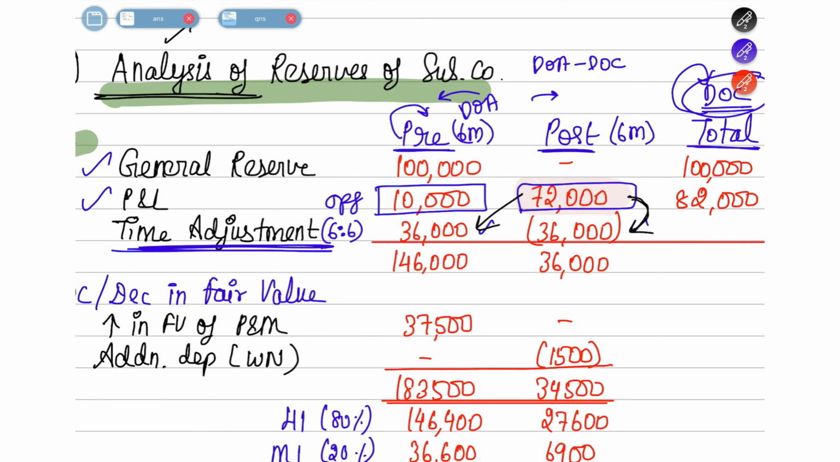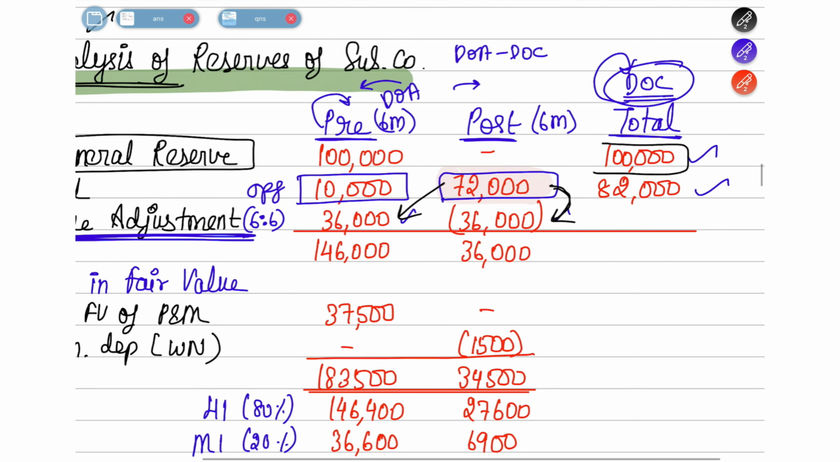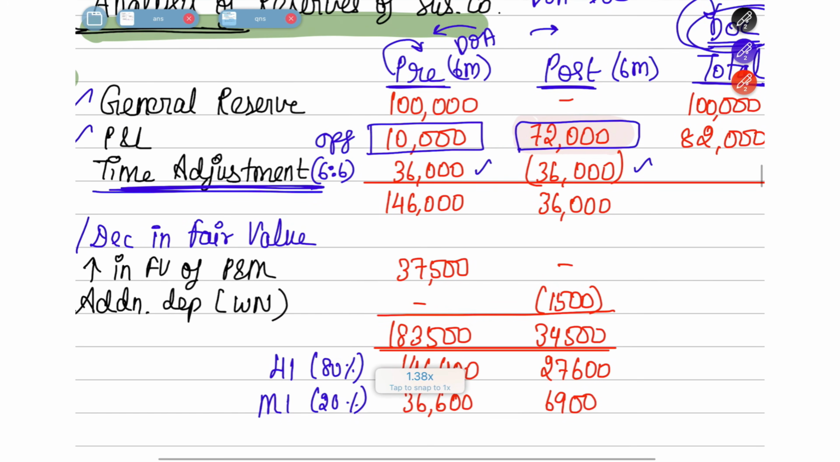And after that, you have to see general reserve. So general reserve, we had a total balance of 1 lakh rupees. No point related to that is given in the question. So you assume that the entire balance is related to the pre-period itself, and you write the 1 lakh in the pre-period. So what is the pre-period balance?